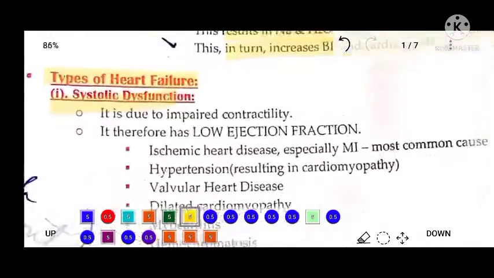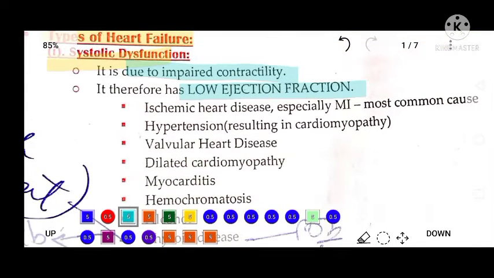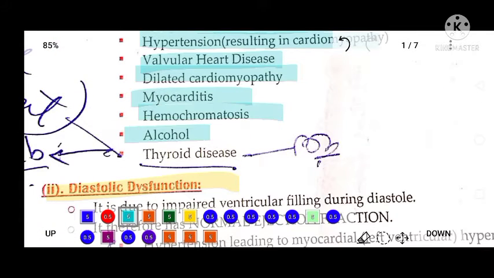dysfunction. In systolic dysfunction, there is impaired contractility, an impaired systolic phase, and a low ejection fraction. There are multiple causes: ischemic heart disease and MI. Most commonly, systolic dysfunction occurs in hypertension, valvular heart disease, dilated cardiomyopathy, myocarditis, and hemochromatosis. Alcohol and thyroid disease can also give rise to systolic dysfunction.